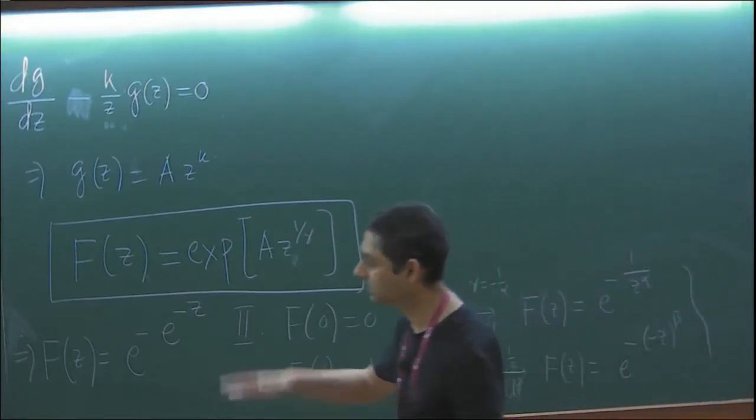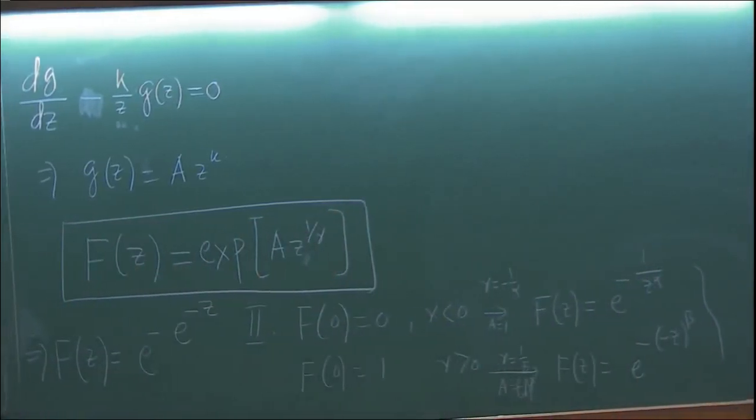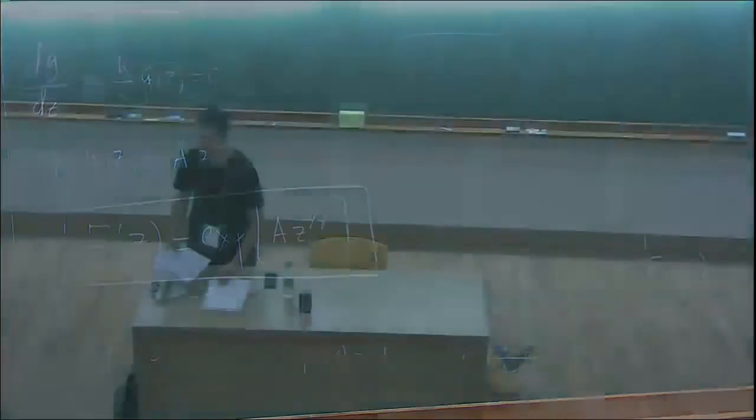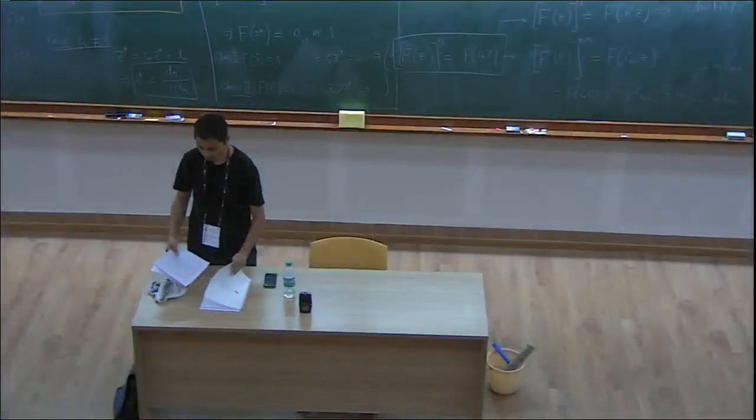So you see that there are only three possible solutions to this equation, and therefore only three possible solutions for extreme value statistics. So there are no other classes.